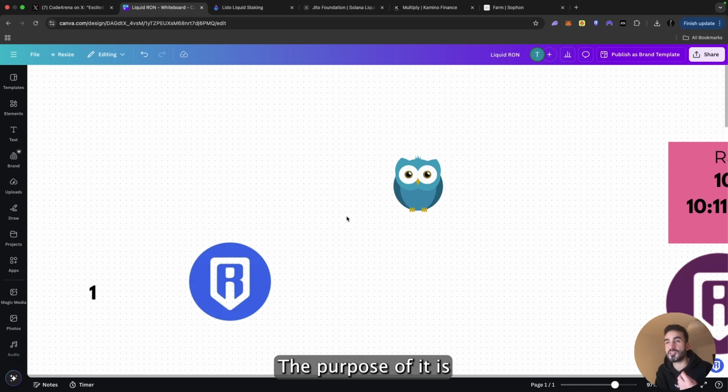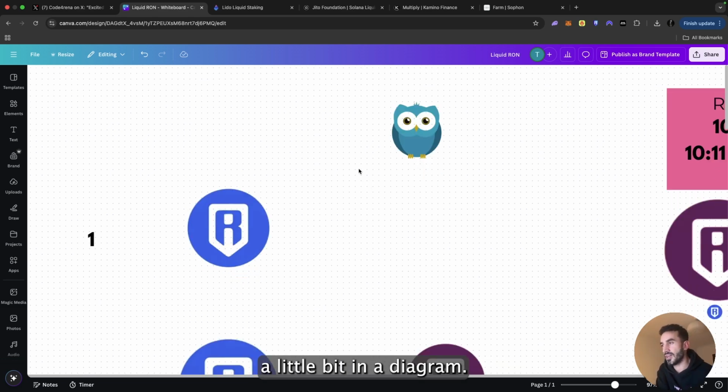The purpose of it is so that you're able to stake your RON, earn the rewards, but also be able to use it. So the most basic version of an explanation, it's a coupon that represents your RON staked plus its rewards. So let me show you how it looks a little bit in a diagram.